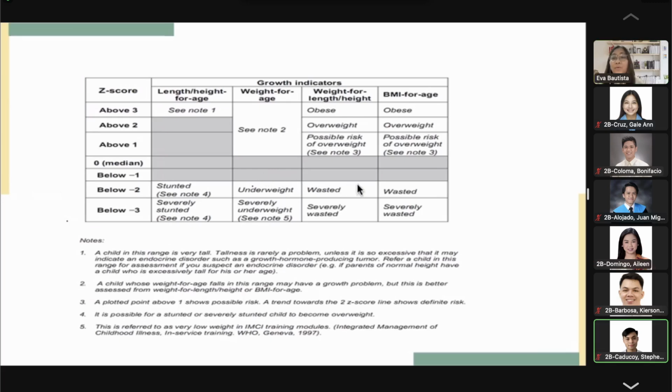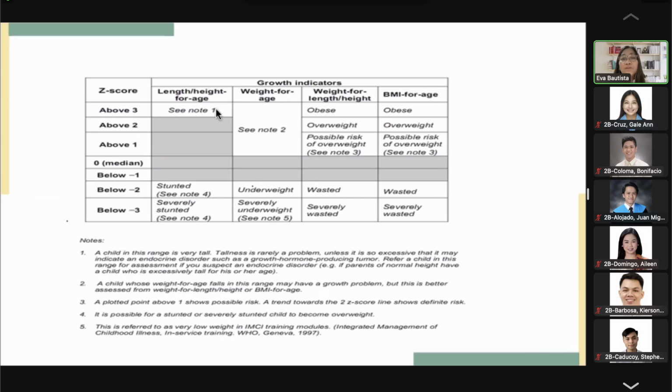Another one. Let us look at the BMI for age. What if the BMI for age is a Z-score -3? Wasted po. Very good. Yes, wasted. Okay, so I'm clear with that. Okay, very important itong term na below and above.